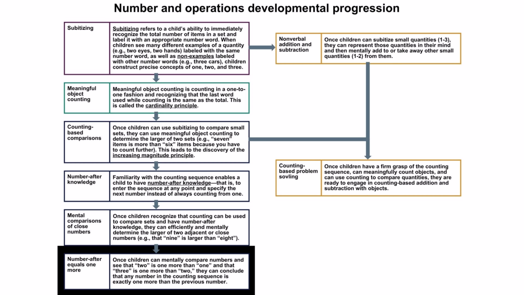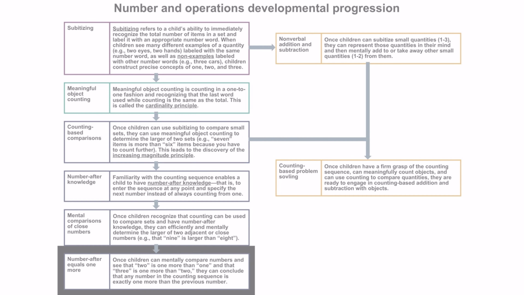Finally, once children are able to mentally compare close or neighboring numbers, they begin to have an understanding that number after equals 1 more. This understanding that the next number in the count sequence is exactly 1 more than the previous number is also called the successor principle.